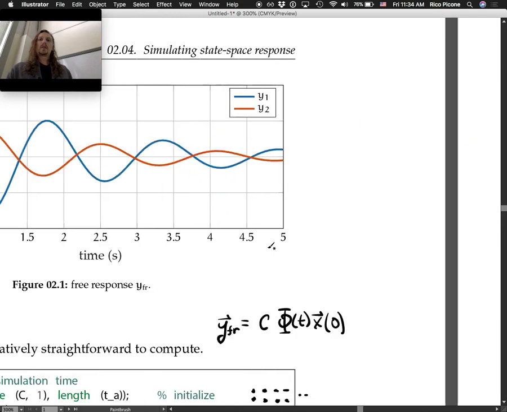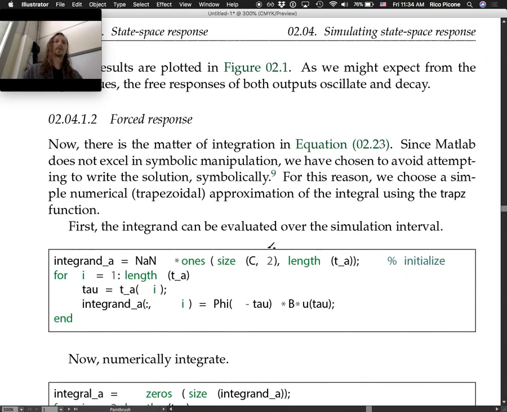Okay, cool. So we're way over here. The forced response, we want to compute that, but we have to integrate. Since MATLAB doesn't excel in symbolic integration, we're going to avoid writing the solution symbolically. For this reason, we choose a simple numerical approximation of the integral using the trapz function, which is trapezoidal integration.